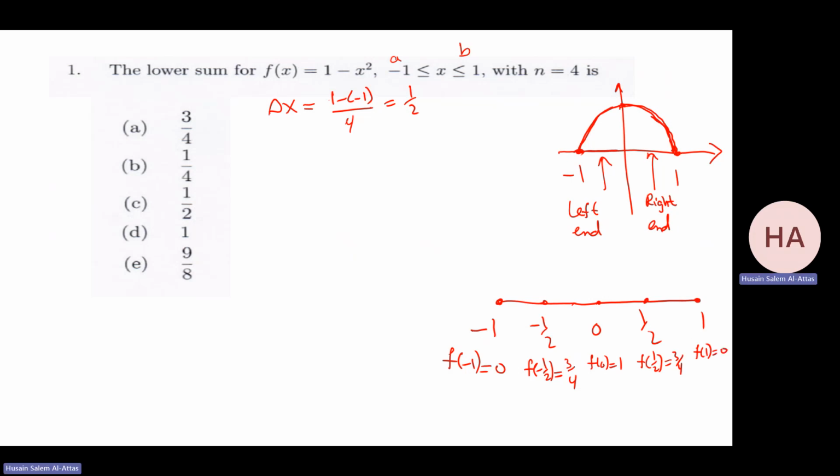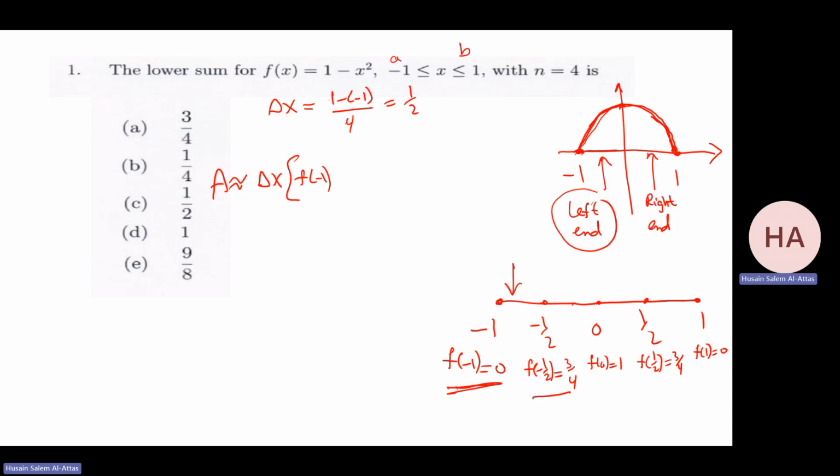We want what? The lower sum. We want the lower sum. So in this interval, I want to see the lower one. Which is the lower one? This or this? 0 or 3 over 4? For sure 0. So I'm using the left endpoint since the function is increasing. So my area is approximately delta x times what? Here I will use f of -1.